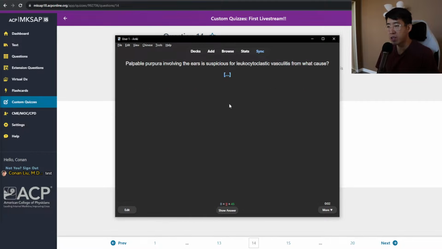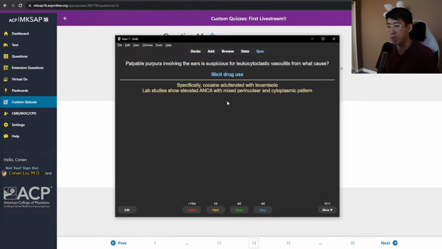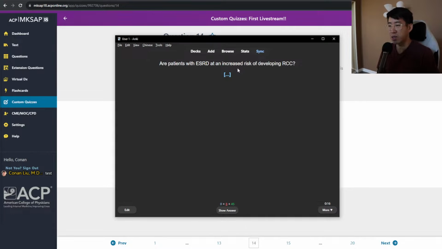Palpable purpura involving the ears is suspicious for leukocytoclastic vasculitis from illicit drug use, specifically cocaine laced with a drug called levamisole. And so if you see that purpura in the ears, that's what you should be thinking of.